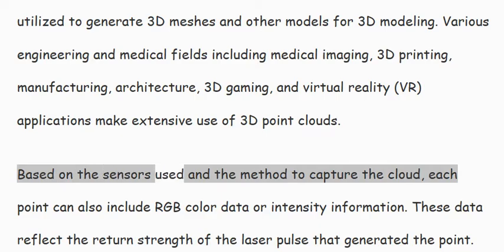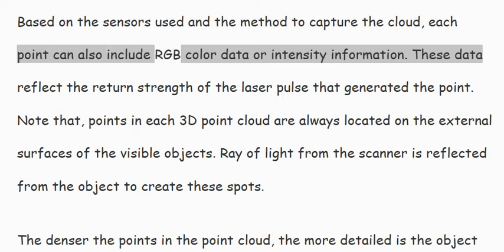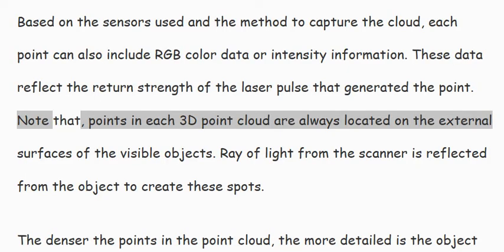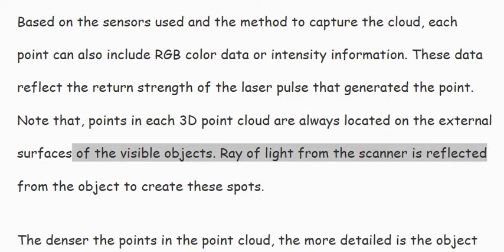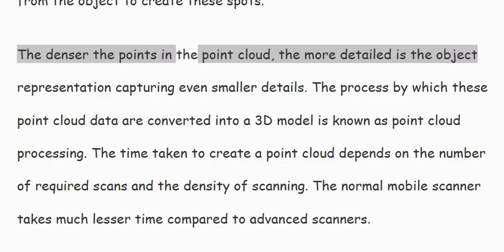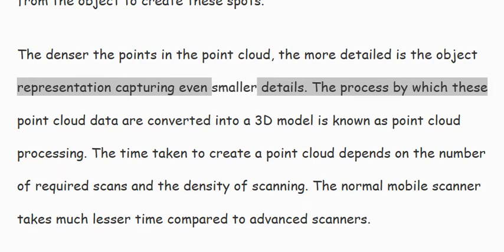Based on the sensors used and the method to capture the cloud, each point can also include RGB color data or intensity information. These data reflect the return strength of the laser pulse that generated the point. Note that points in each 3D point cloud are always located on the external surfaces of the visible objects. A ray of light from the scanner is reflected from the object to create these spots. The denser the points in the point cloud, the more detailed the object representation, capturing even smaller details.